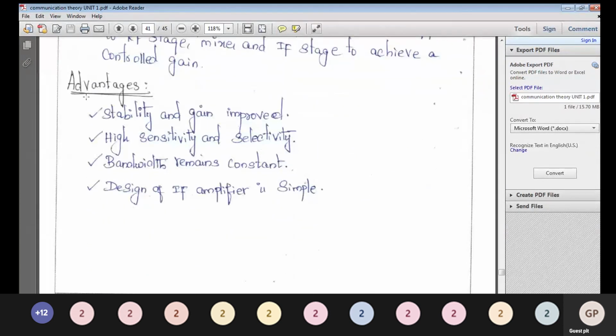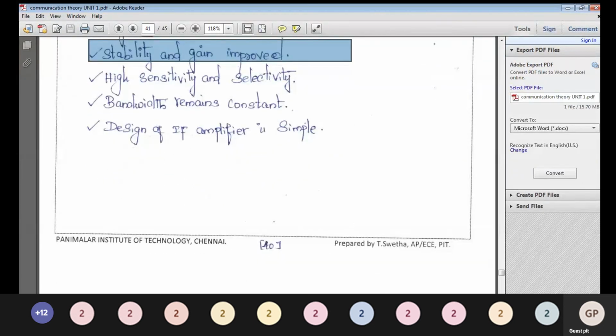And the advantages are stability and gain. We have improved gain and improved stability, high selectivity, high sensitivity, and the bandwidth remains constant. These are all the advantages of the superheterodyne receiver.